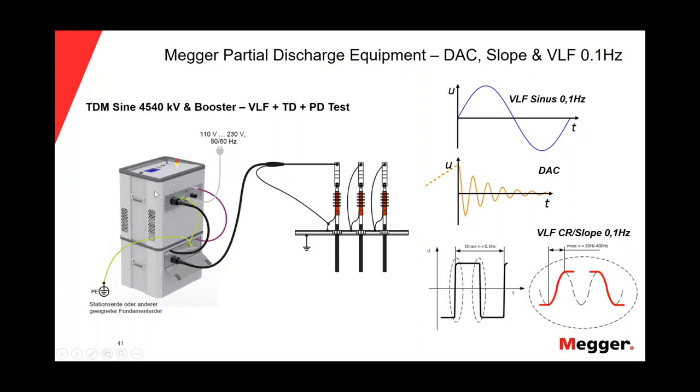And of course, as this is a VLF sine wave shape unit, we can use the VLF sine 0.1 Hz wave shape to do the tan delta. So with the TDM sine 4540 kV, we will have access to all the wave shapes, or the more important wave shapes, that we use for the VLF test, for the tan delta, and for the partial discharge test.